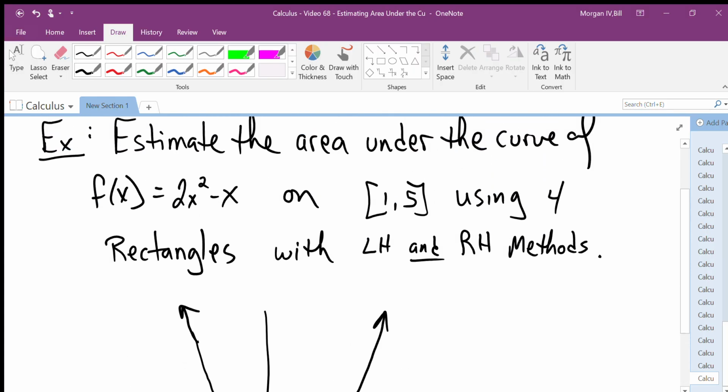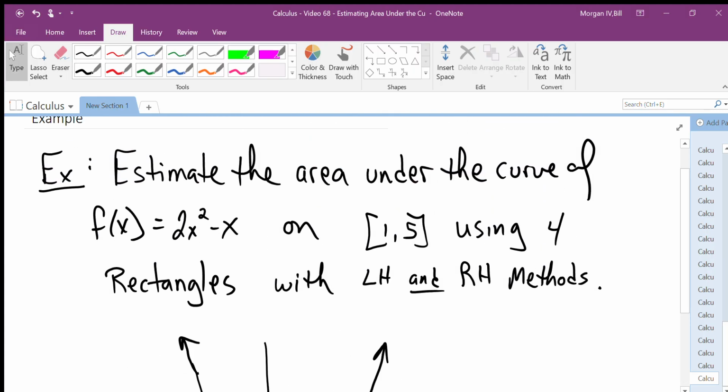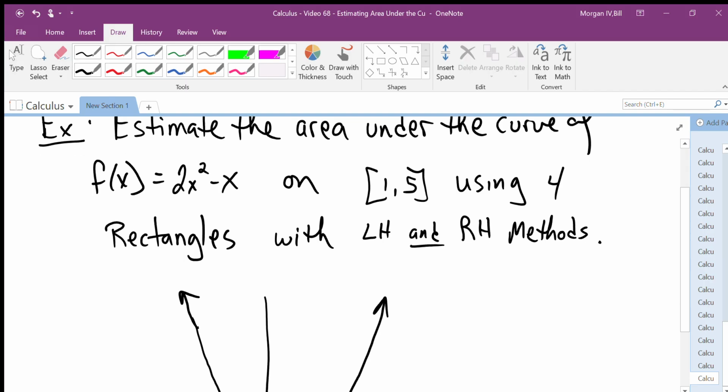is, go back up here, we would like what's the area under the curve. So from the curve downward to the x-axis. By the way, if that curve is below the x-axis, it would be from that curve up to the x-axis. So always towards the x-axis of this curve on the interval 1 to 5 using 4 rectangles.